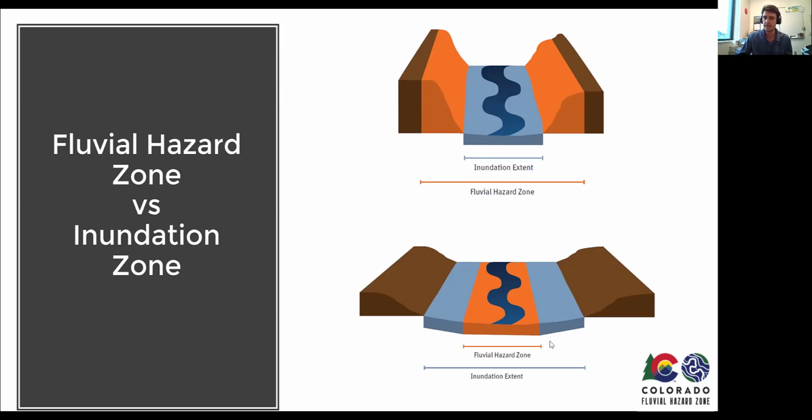If we go to a less confined valley where the floodplain is much broader, then the fluvial hazard zone potentially could be much more confined to this meander belt around where the channel is, accounting for downstream and across-valley migration. However, the inundation extent in this example could be much wider if we have a big enough flood event, given the frequency, that it would actually flood from valley toe to valley toe. So they could be narrower or wider depending on the situation.